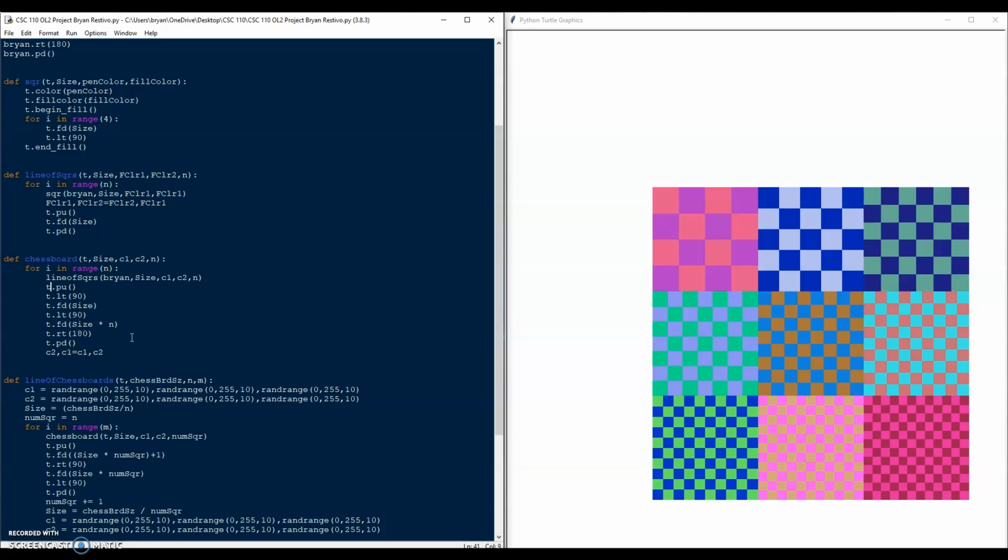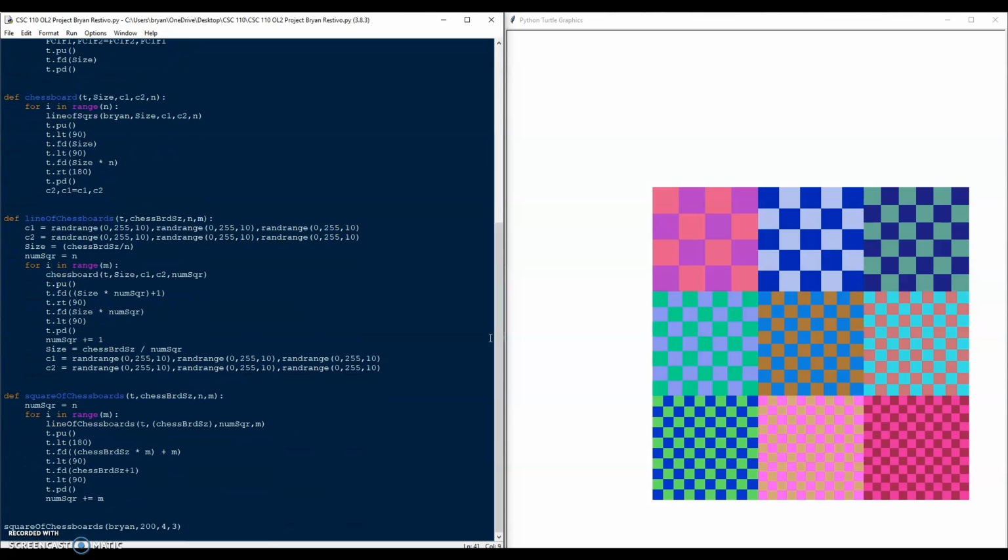And then I have the color alternator here, so that when it draws this line and comes back up here, you don't have this same color here, because if I don't have that color alternator, then I just end up with solid lines alternating colors, and that's not a chessboard.